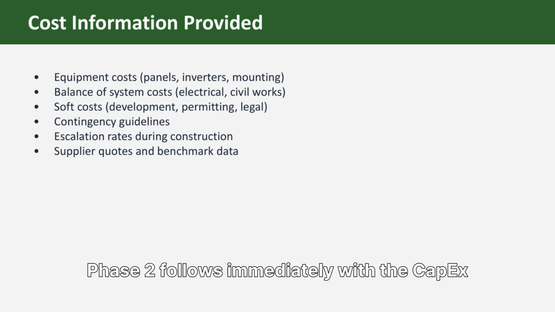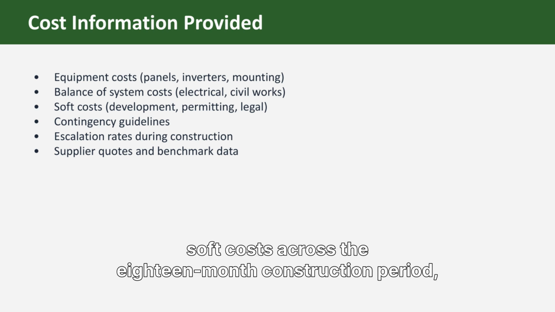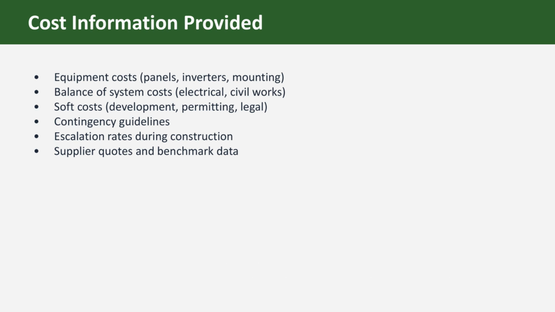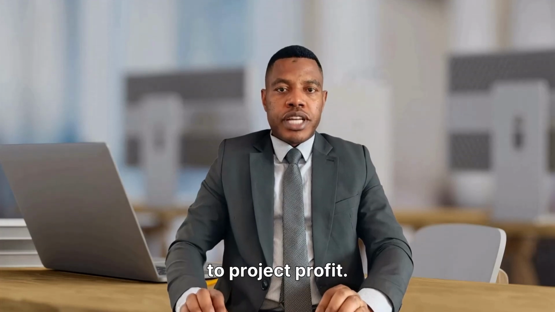Phase 2 follows immediately with the CapEx model. Here, you will schedule equipment costs and soft costs across the 18-month construction period, ensuring you also model the interest during construction correctly. In the 6th minute, we link production to project profit.